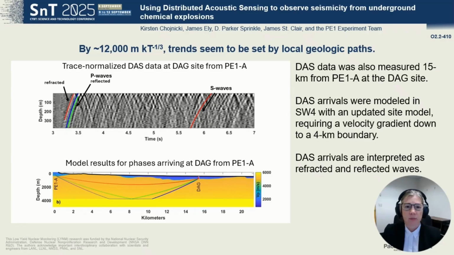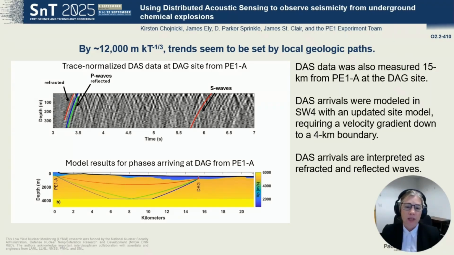DAS observations reveal a transition in the dominant factor influencing seismicity, shifting from emplacement geology to path geology as the wave travels an order of magnitude further in scaled range. This data was collected during PE1A using the downhole fiber at the DAG site located approximately 12,000 meters per kiloton to the 1/3 from PE1A.